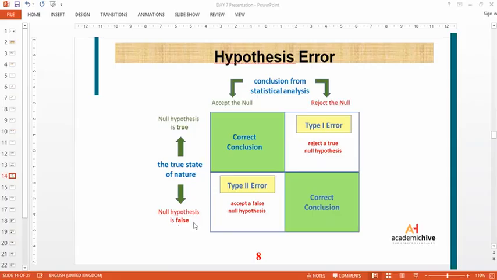So if you rejected, now let's look at this. This is the null hypothesis. If you rejected the null hypothesis when it was supposed to be rejected, you have arrived at the right conclusion. But if you accepted a null hypothesis when you were actually supposed to reject it, you have committed type 2 error. So we hope that this diagram explains it well, because it can really be confusing.